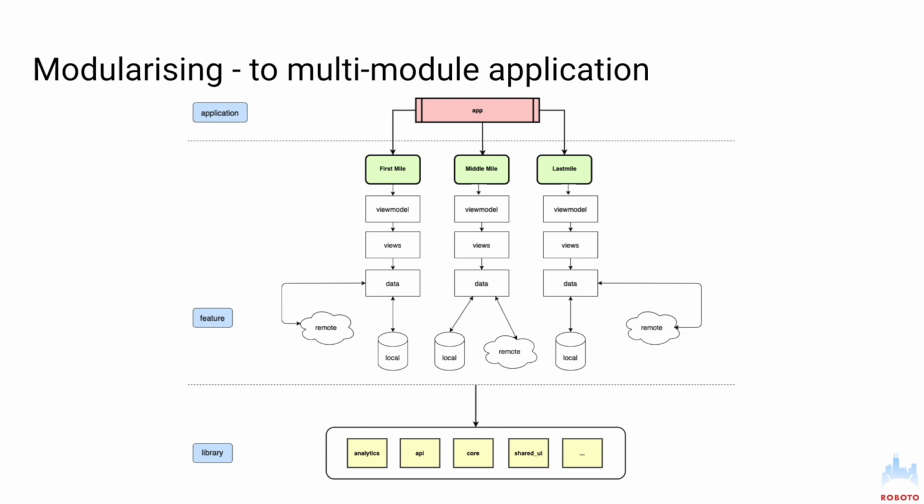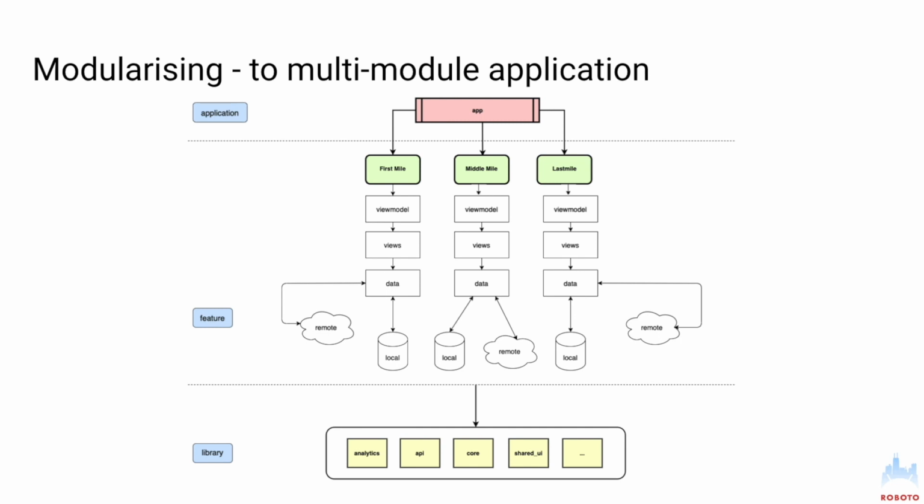Note that in this case, we are using the top-down approach, where the application module is at a higher level. It will be broken down into feature modules: first mile, middle mile, and last mile. They will have their own responsibilities and their own life cycle, along with the view model, views, data, local database, or even server. They will use shared and common functionality that will be grouped in the library modules.